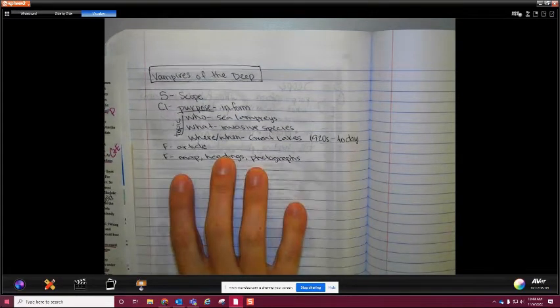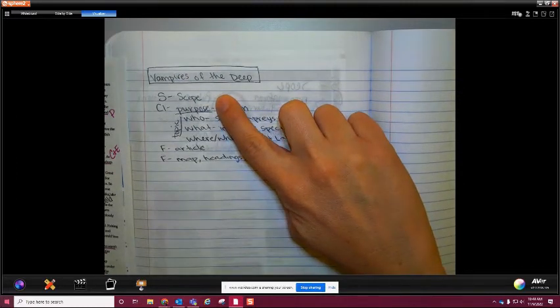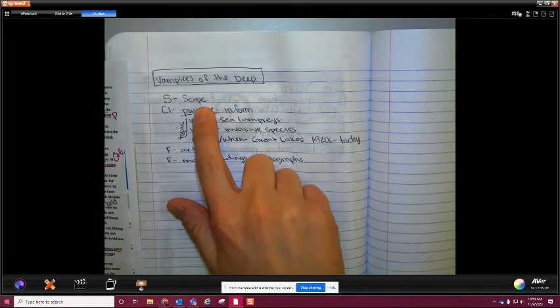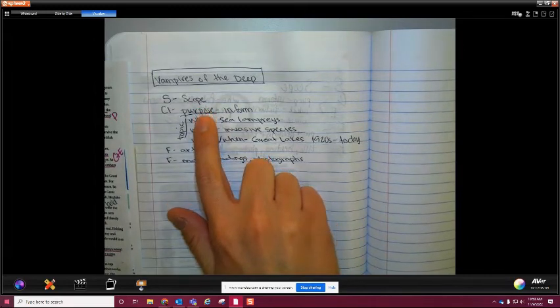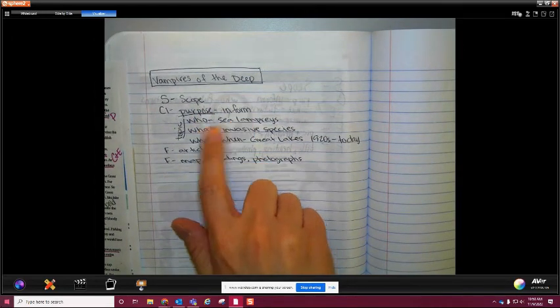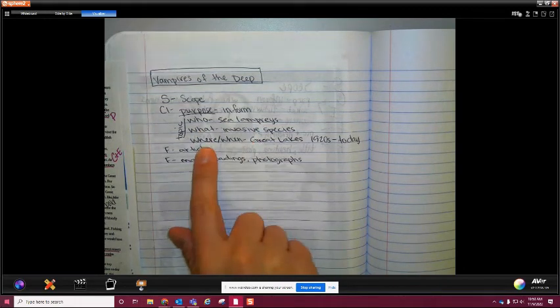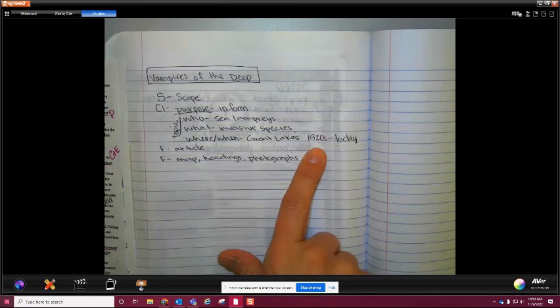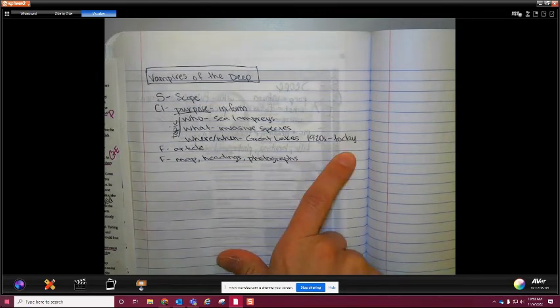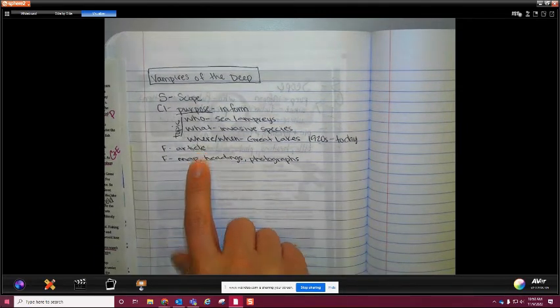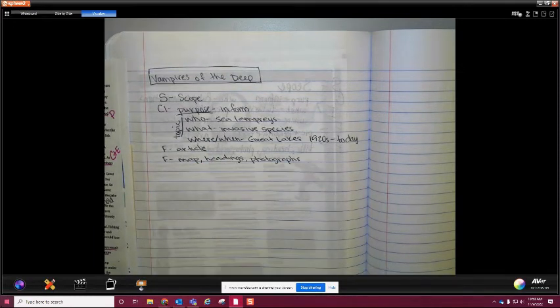Okay, so this is Vampires of the Deep. We skipped this article, so yes, I want you to write this, and you'll take a picture of this and send it to me. So scope is where it's from. That's the source. Central idea, the purpose is to inform. We're informing about who is sea lampreys, what, the invasive species, where, Great Lakes, it started in the 1920s, and it's going to today. The format is it's an article, and the different features, I'm just putting down 3, map, headings, and photographs.